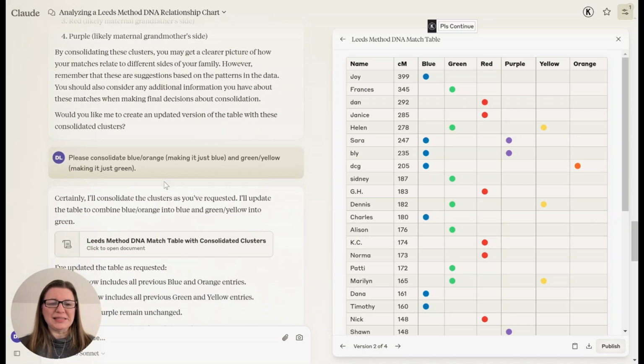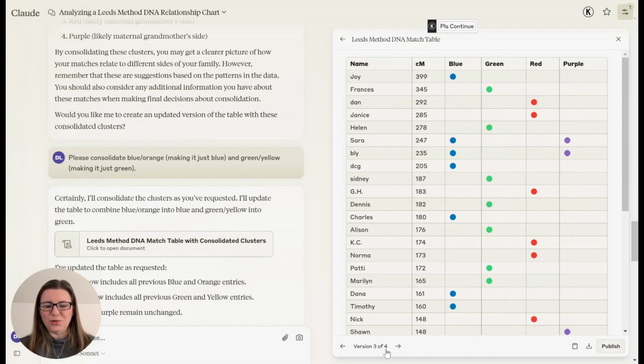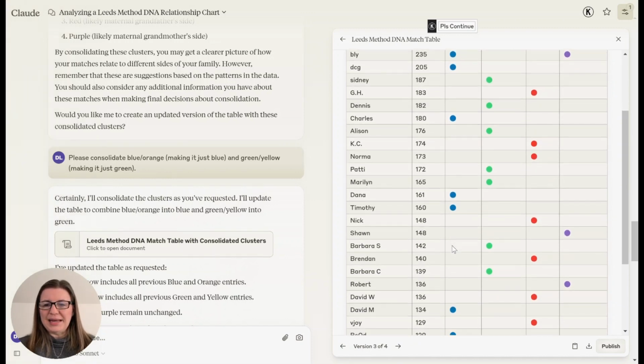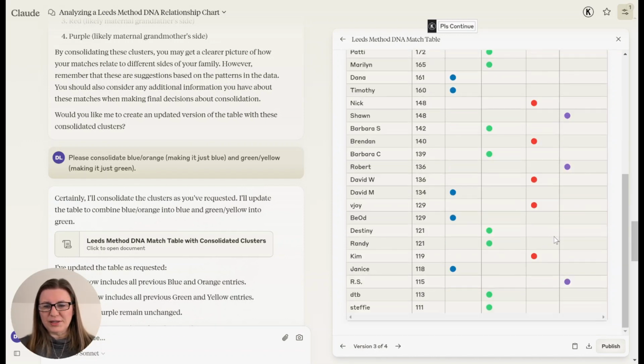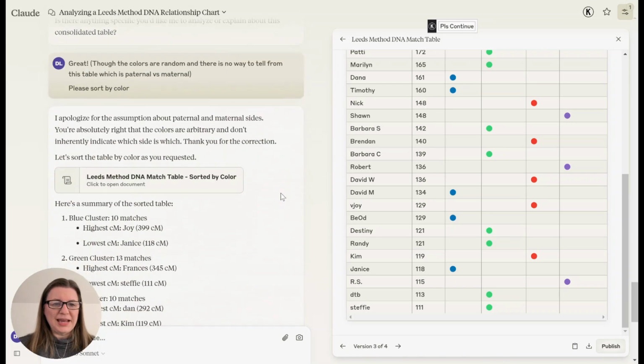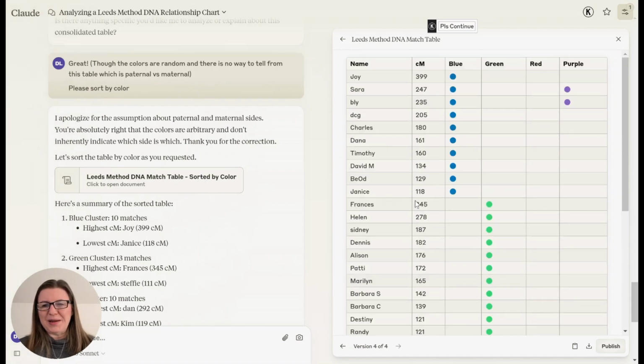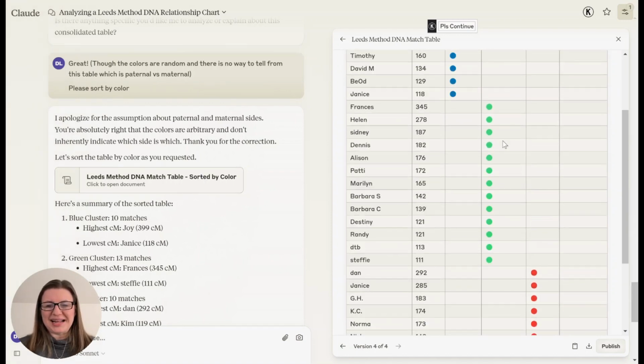So I said, please consolidate blue-orange, making it just blue, and green-yellow, making it just green. I could click here to show you, or down here. And it has now consolidated those. And we have 4 color clusters at this point. And again, this was just so much better. I said, great, though the colors are random and there's no way to tell from this table which is paternal versus maternal. I was trying to teach it. And then I said, please sort by color. And it sorted by color. And this time it did it exactly how I wanted.